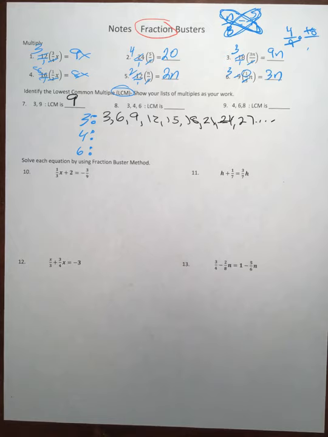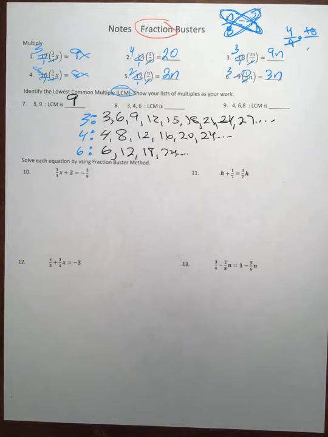List of multiples of 4 means we're counting by 4s. So 4, and then another 4 would be 8. Add another 4 would be 12, 16, 20, 24, and so on. And then multiples of 6, we're counting by 6s. So another 6 would be 12. Add another 6 would be 18. Add another 6 would be 24, etc.